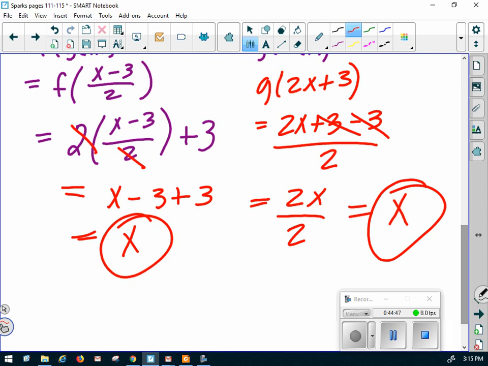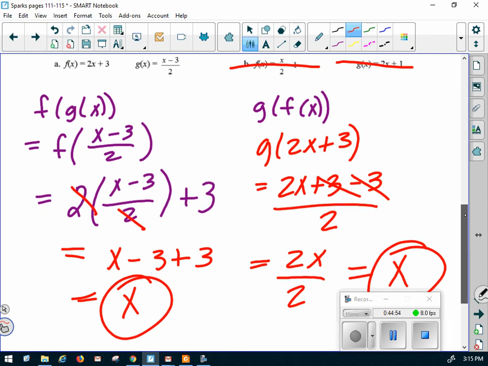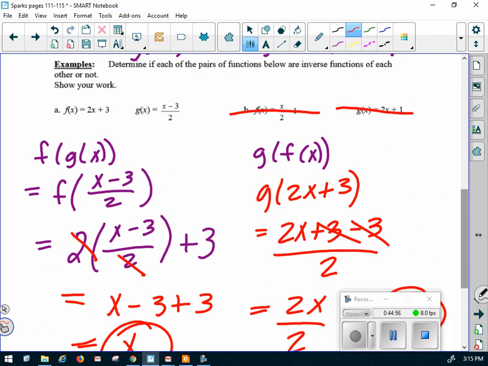If you compose both ways, you got to go both ways, and you get x, what did we just prove about f of x and g of x? They are inverses. So you will say f of x and g of x are inverses. If you get anything besides x, those functions are not inverses. Okay?